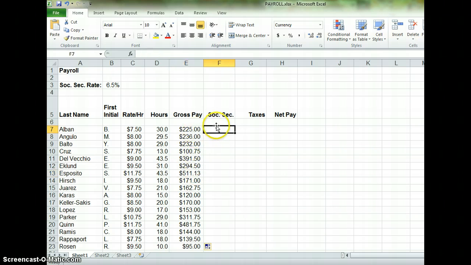We're going to add a Social Security formula now so that we can calculate the Social Security paid in after our gross pay. So to do that, we're going to multiply the Social Security rate by the gross pay. The gross pay is located in cell E7. We're going to multiply by B3, which is where we have located the Social Security rate. If we fill this formula down, the B3 is going to change to B4 in the next row.